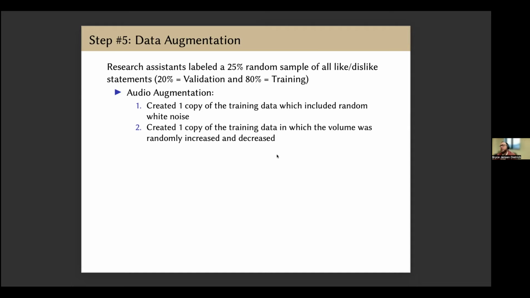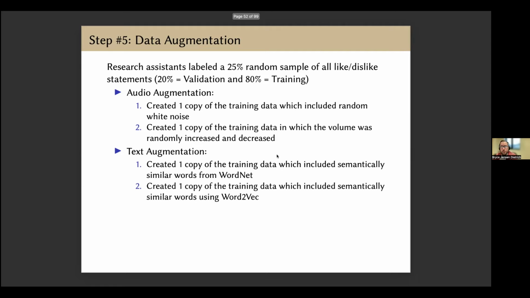The text augmentation step is a little bit trickier. Essentially, we created two versions of the text data in which we imputed semantically similar words using either WordNet or Word2Vec. What this means is that if somebody says, I like Joe Biden, for example, we want to also capture instances where somebody might say, I love Joe Biden, since like and love might be semantically similar to one another. Now, in instances where like and love statements exist in the training set, that is not a problem out of sample.